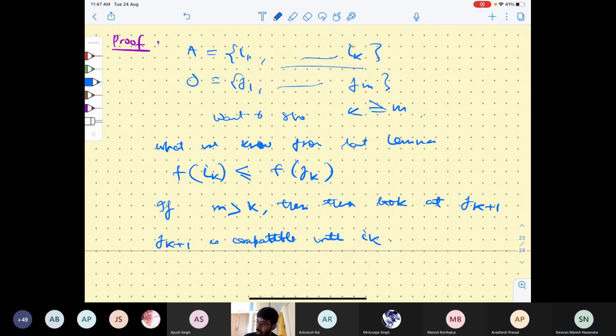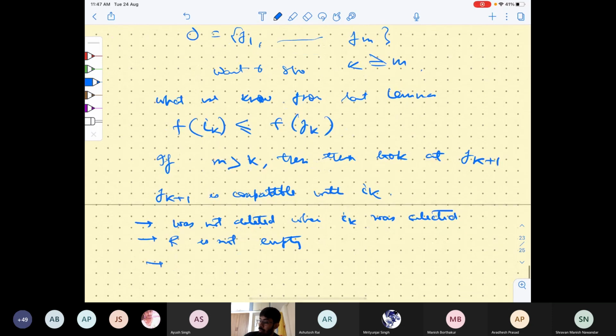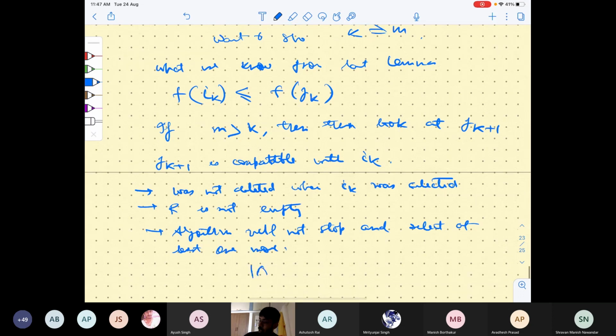So jk plus 1 is compatible with ik, so it was not deleted when ik was selected. That means R is not empty, so the algorithm will not stop and will select at least one more. And what does that mean? That mod A is greater than K, which is a contradiction.